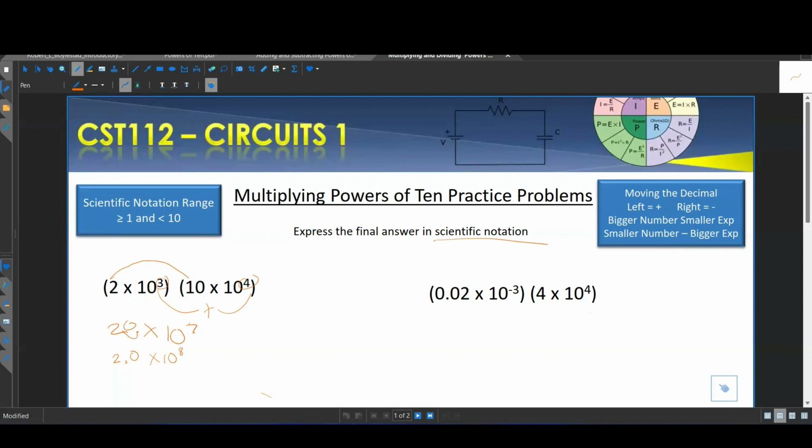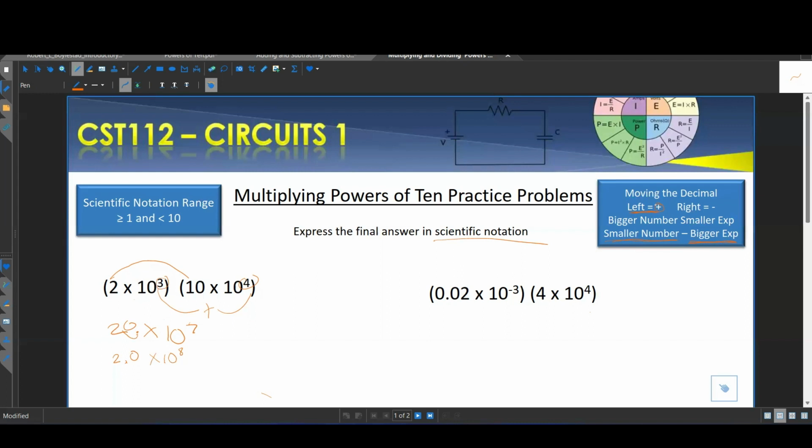So just to double check, we made our number smaller. Therefore, we need to make our exponent bigger. We move our decimal to the left. We are adding to our exponent.